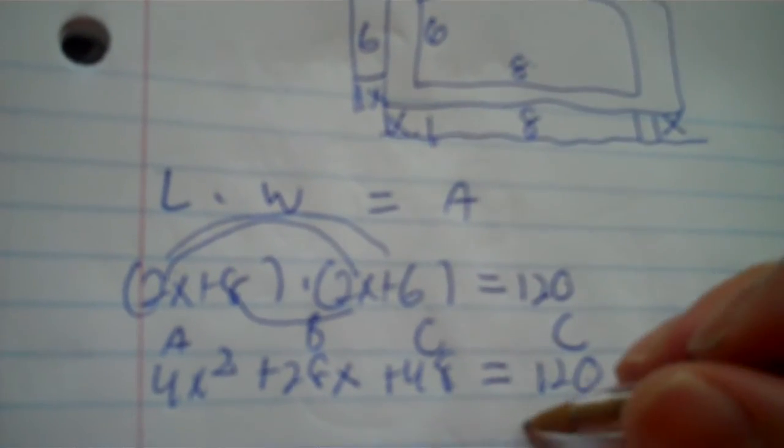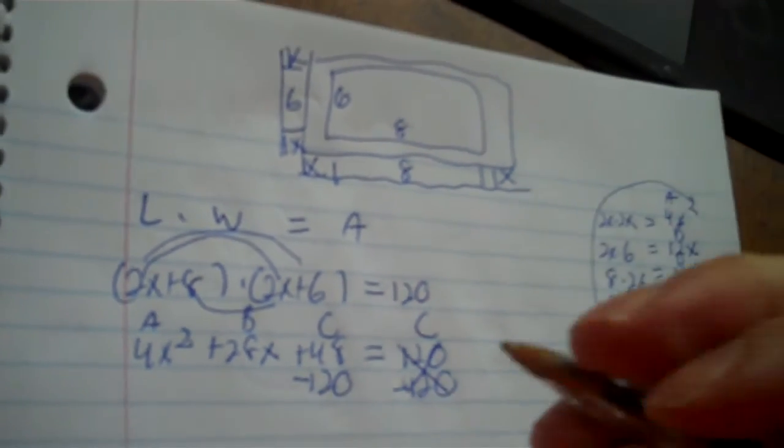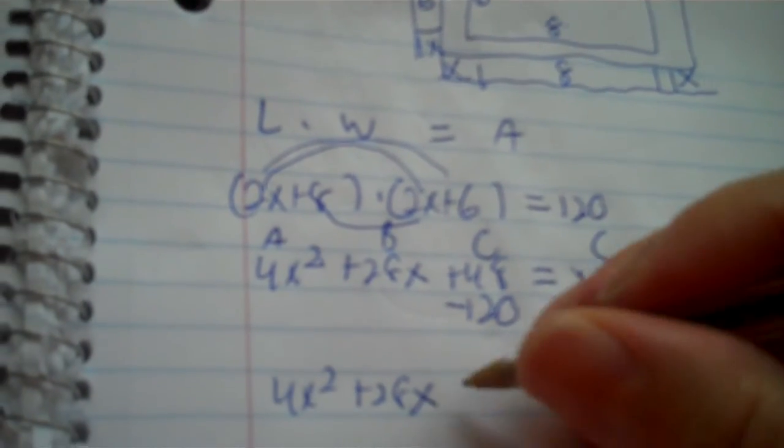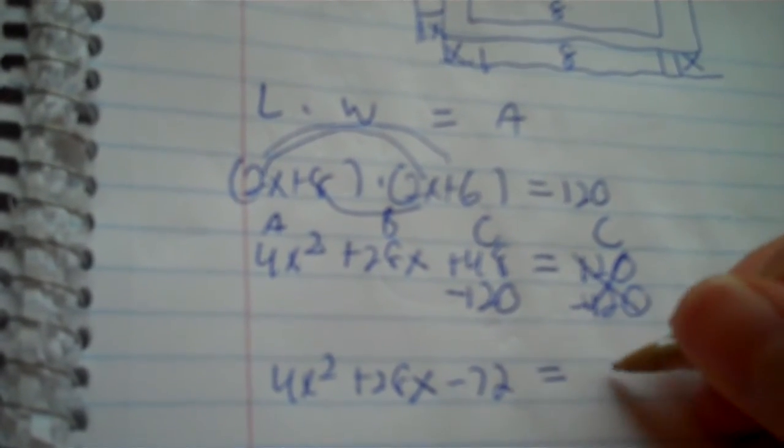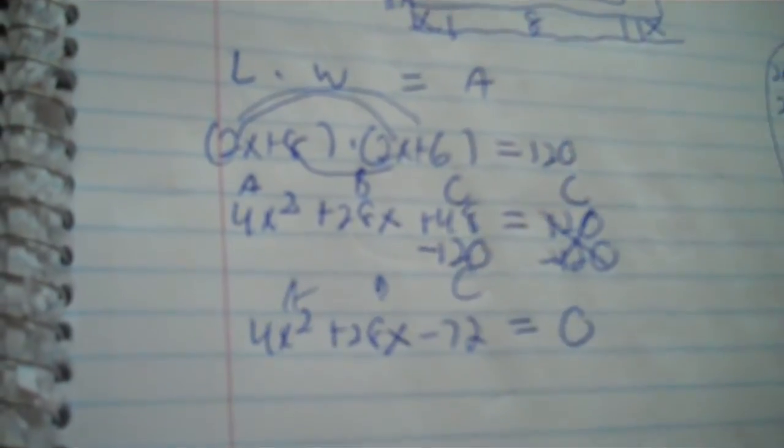Now 120 is also a C, so we need to move that over with the 48, so we have A, B, C all together. Okay, so I have 4x to the second plus 28x. 48 minus 120 is negative 72. Okay, now you have your A, your B, and your C.